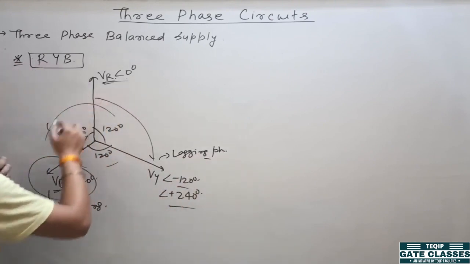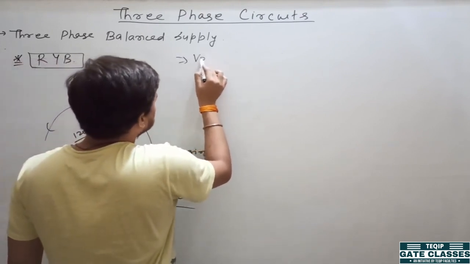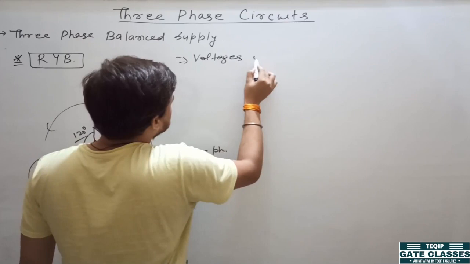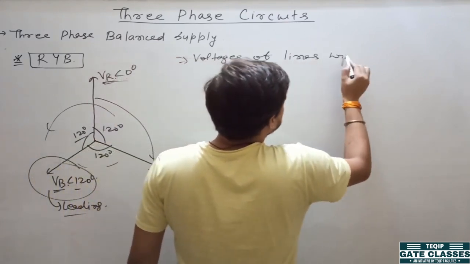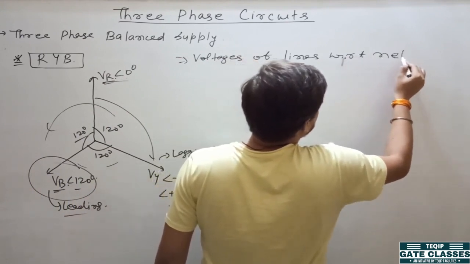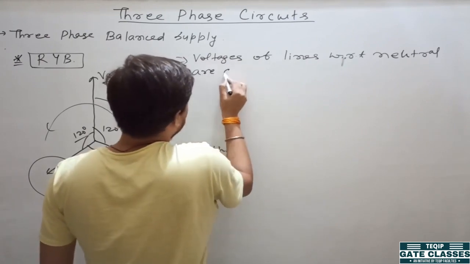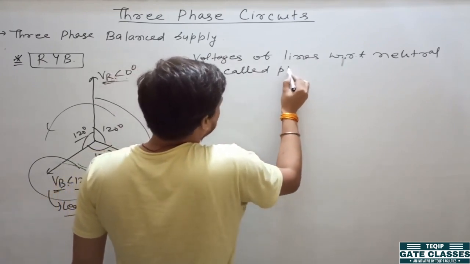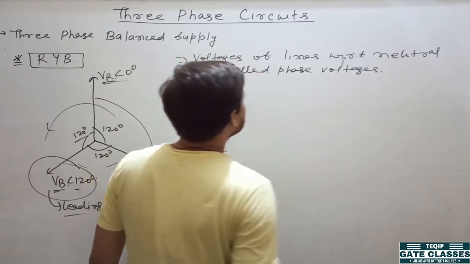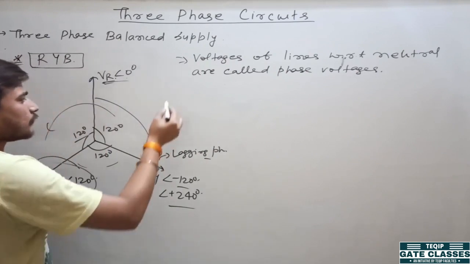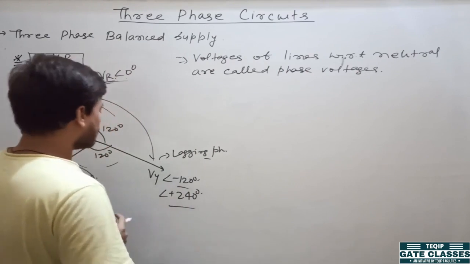Clear? And these three voltages are called phase voltages. That means voltages of lines with respect to neutral are called phase voltages. Similarly, the currents flowing in the windings will be called phase currents. Clear? So let us see.